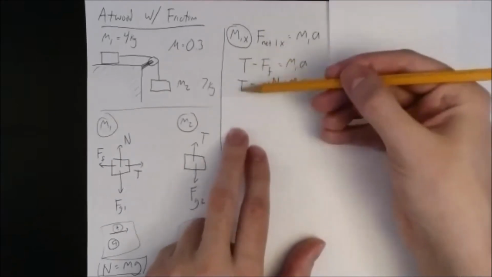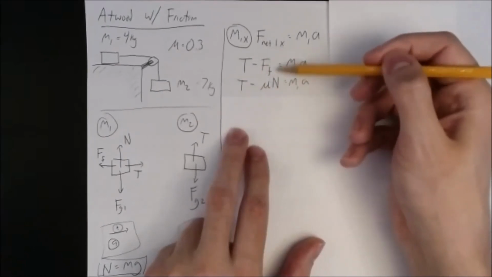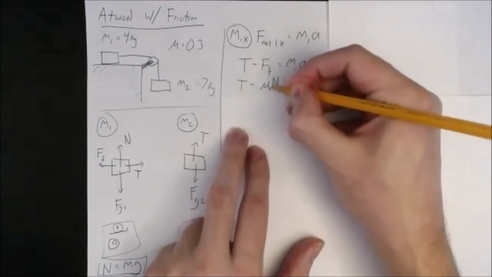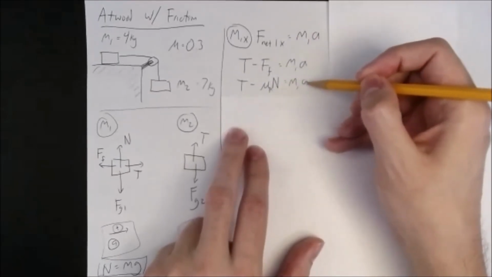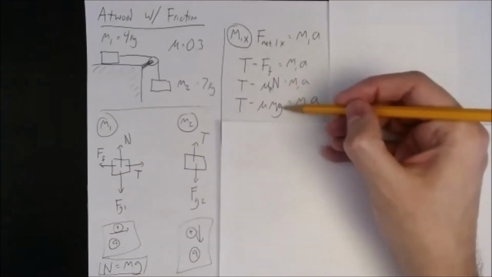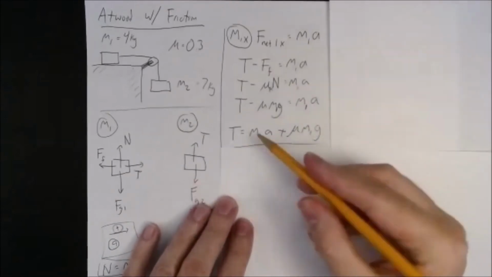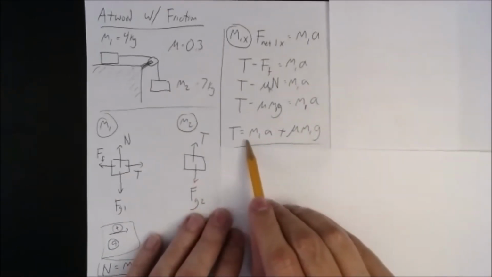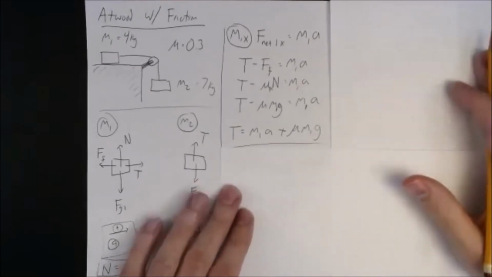I can't replace tension with anything, but I can replace the force of friction with mu n, specifically mu k n, again, equals m1a. I can replace n with m1g, so I get that. And then I can solve for the tension because I know that I'm going to need it eventually, and I get that with a little bit of algebra.